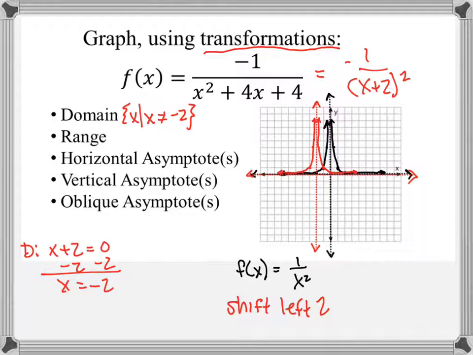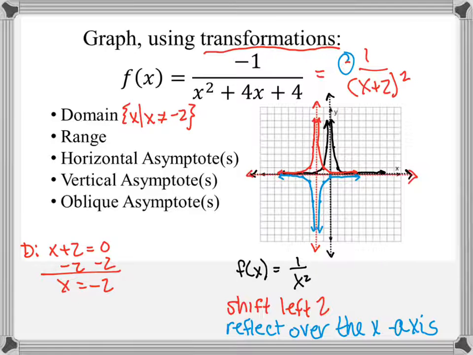And then the negative is a reflection over the x-axis. So my asymptotes will not move, because if I reflect them over the x-axis, they are going to stay where they are. But all of the points that are in the first 2 quadrants are going to shift to quadrants 3 and 4. So if I reflect them over the x-axis, you can see where they're landing, and this is what my end result looks like.